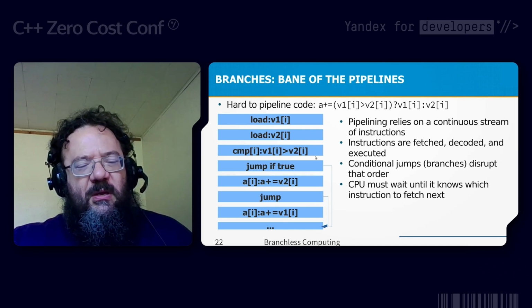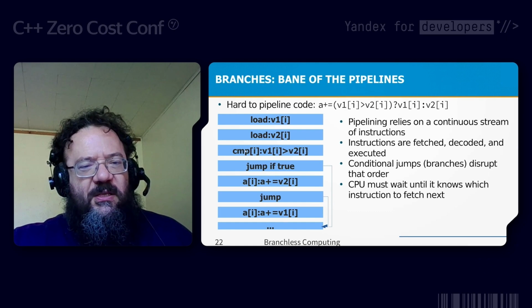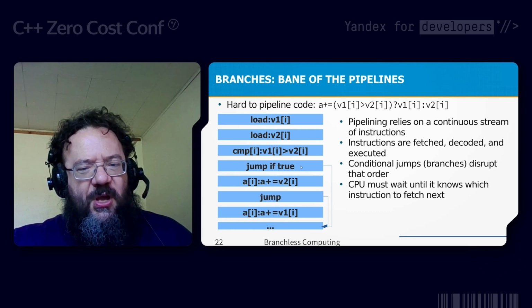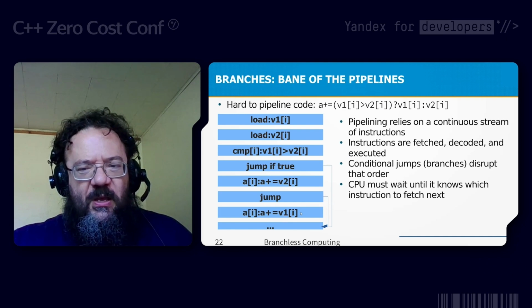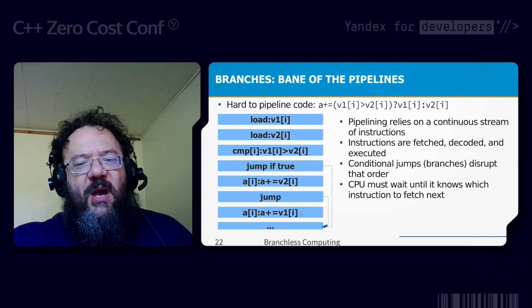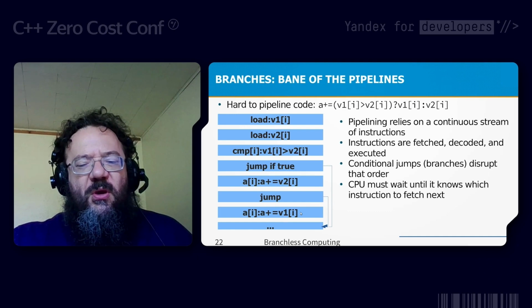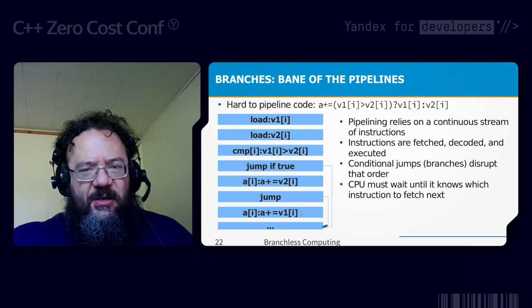So from the processor point of view, it looks like this. We need to do the comparison. If the result of the comparison is true, we jump to some other place in the code. If the result of the comparison is false, we execute this instruction. And then we skip the next instruction. So that's basically how it looks. So the problem is you can't pipeline the code because you don't know what the code is until you get the data.